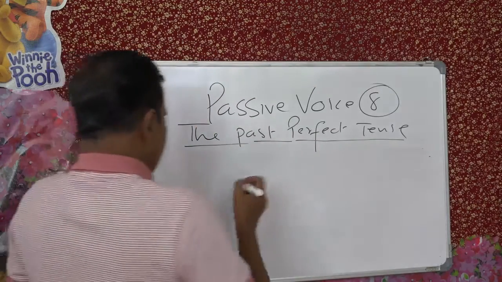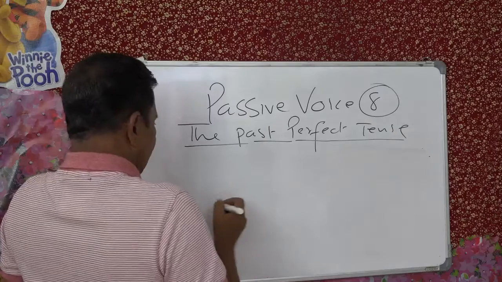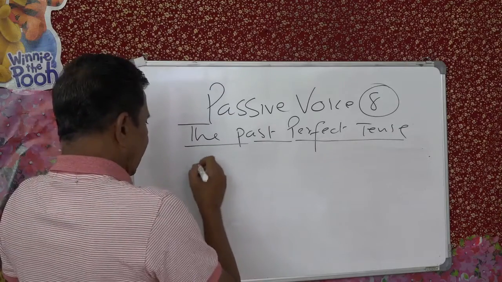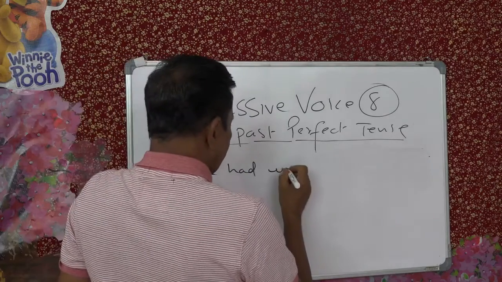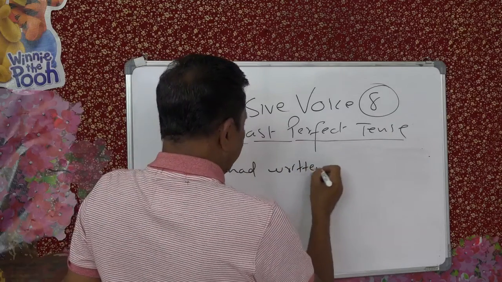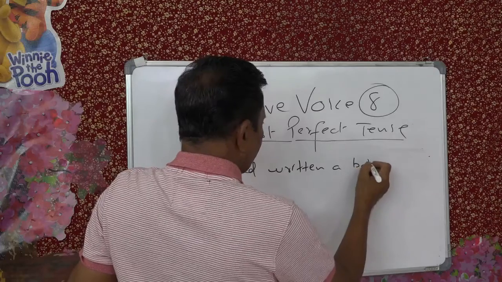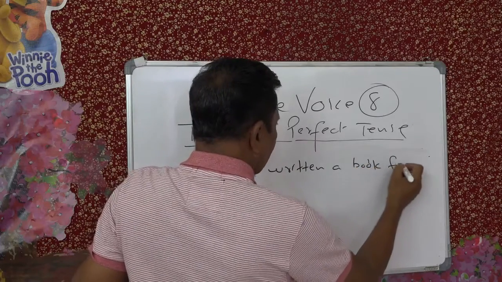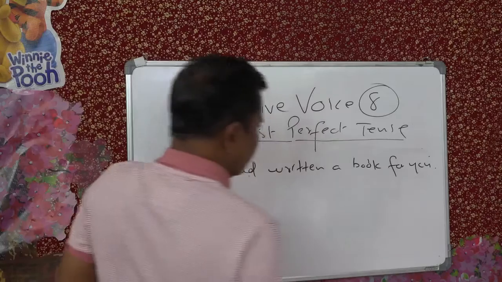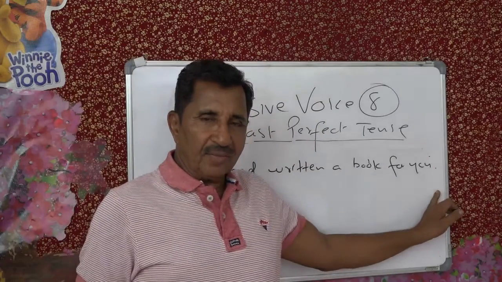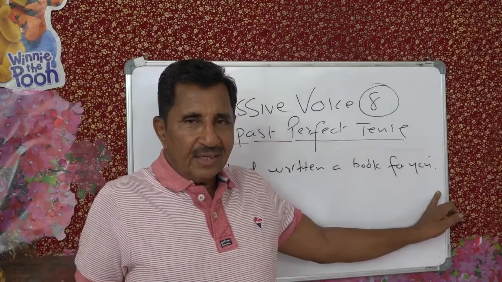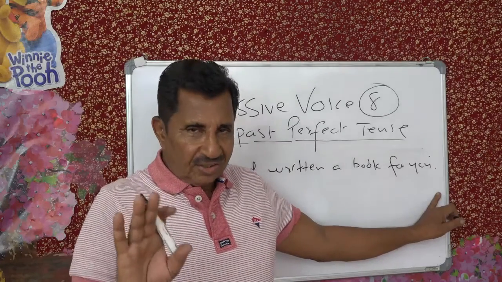So you have got one. He had written a book for you. See that? There is a dative movement here, "for you", the indirect object, and that we have already seen. It's better not to touch it.